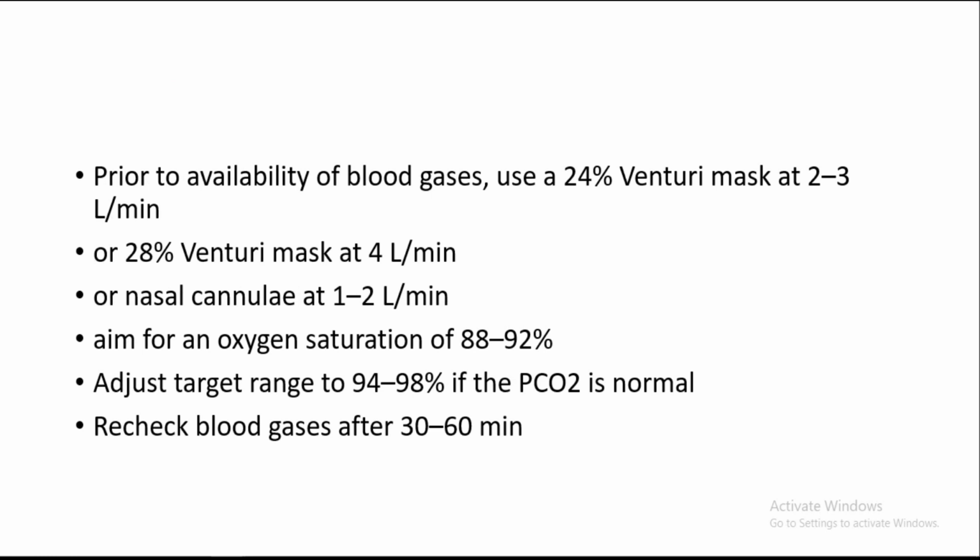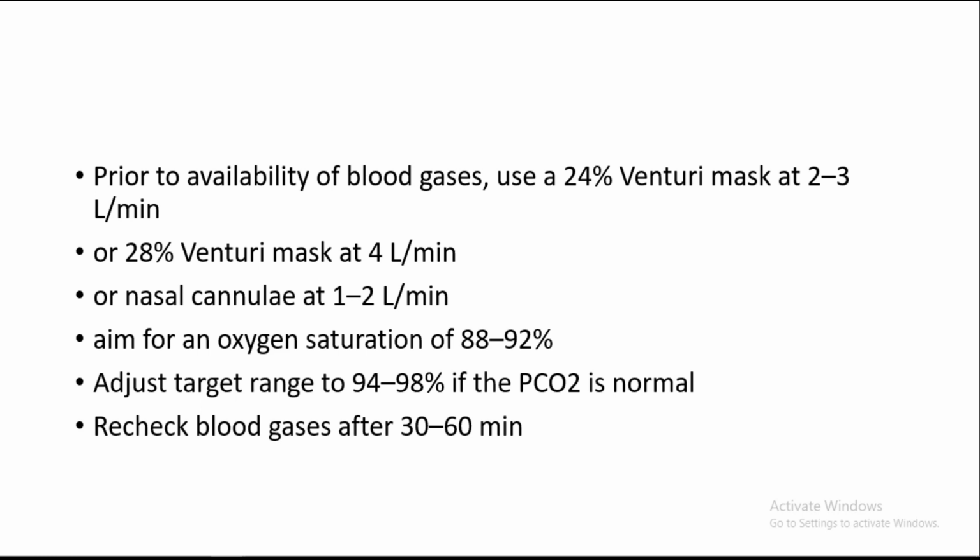So in this patient, prior to availability of the blood gases, you should use 24% Venturi mask at 2 to 3 liter per minute, or 28% Venturi mask at 4 liter per minute, or nasal cannula at 1 to 2 liter per minute. In this type of patient, aim oxygen saturation 88 to 92% and adjust target range to 94 to 98%. If in arterial blood gas analysis, partial pressure of carbon dioxide is normal, recheck blood gases after 30 to 60 minutes and adjust accordingly.